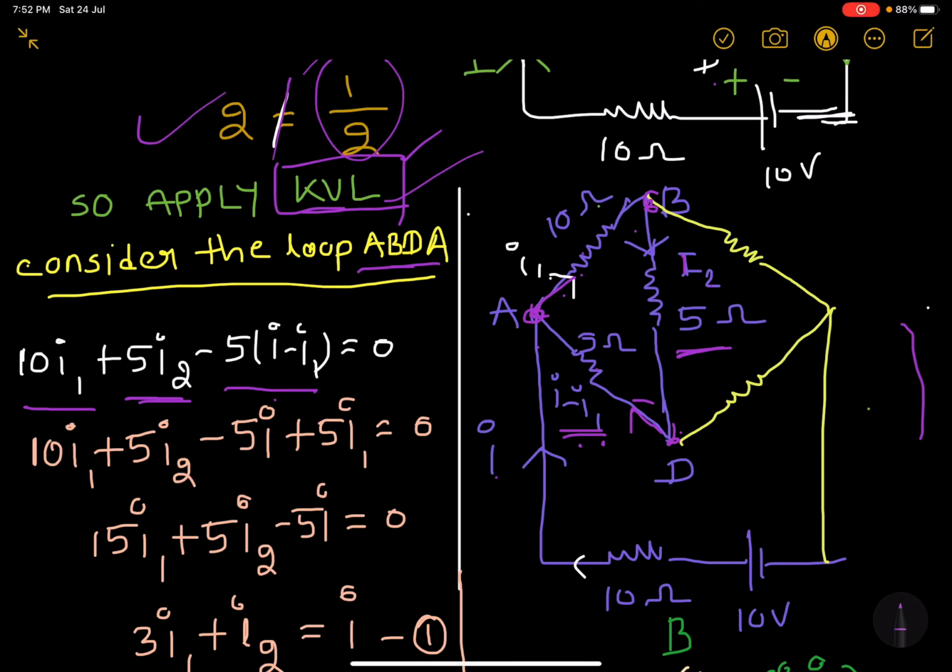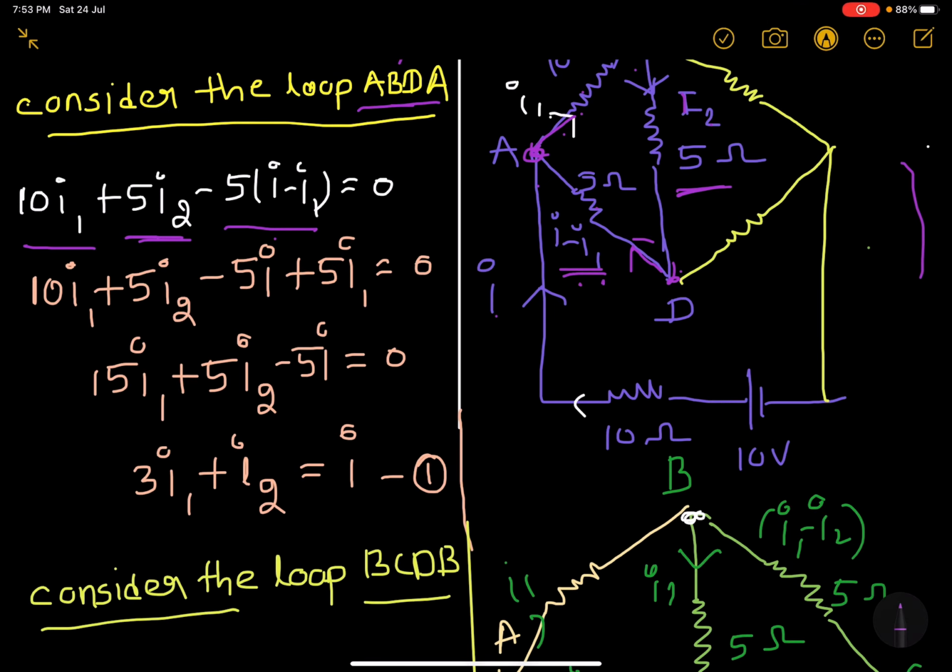When we take these values and simplify, we get this formula: 3I1 plus I2 is equal to I.